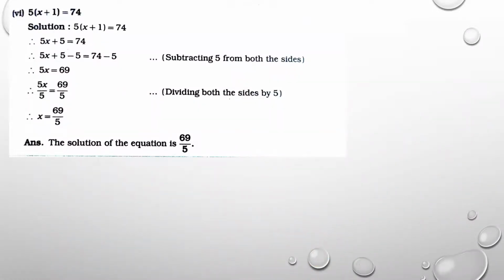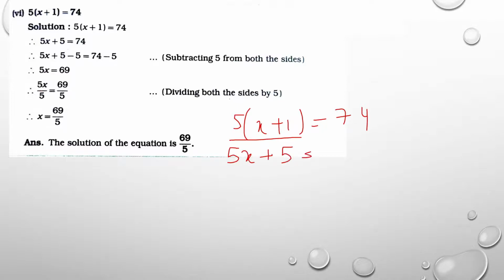Now the last sum, 5 into (x plus 1) is equal to 74. Now first, expanding the LHS here. So 5x plus 5 is equal to 74. Now you have to open the bracket. So 5 into x is what? 5x. 5 into 1 is what? 5. Is equal to 74.